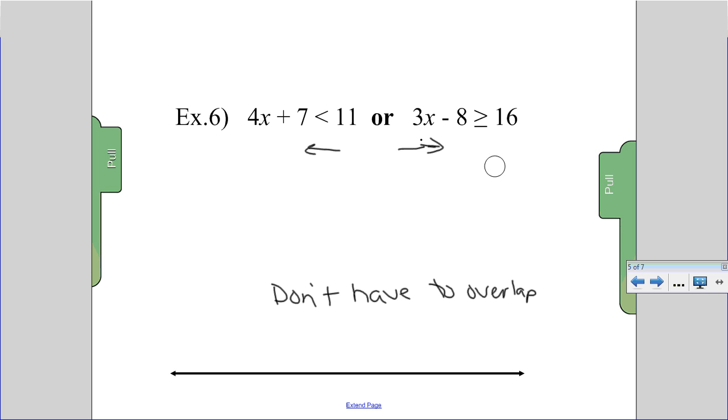This first one, ladies and gentlemen, is it an AND or an OR inequality? An OR. How do you know? Because it says OR. Those are the easiest way to identify, ladies and gentlemen. If it's an OR, it will say OR. If it doesn't say OR, guess what kind of inequality it is? It's an AND. All right, you guys have this down pat.